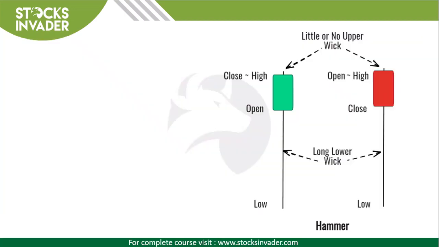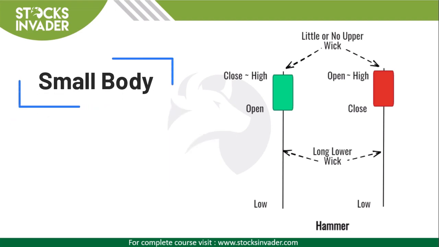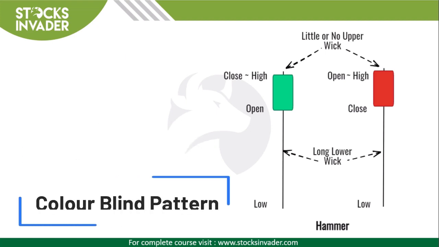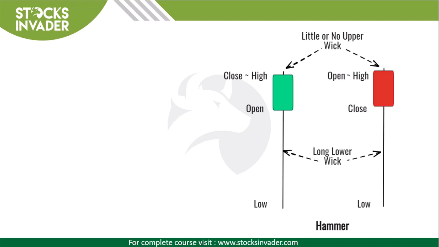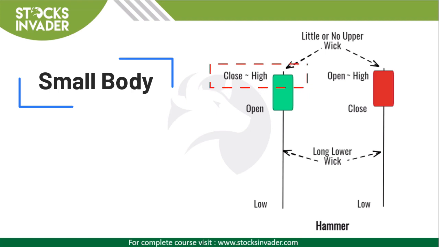Now let's understand the anatomy of the hammer. The hammer consists of three main features: a small body, a long lower wick, and a color-blind pattern. Let's understand one by one. So firstly, the small body. It's located at the top, representing a narrow range between the open and close prices. The high of the hammer will be very near to the close in case of a green candle, and it will be near to the open in case of a red candle.